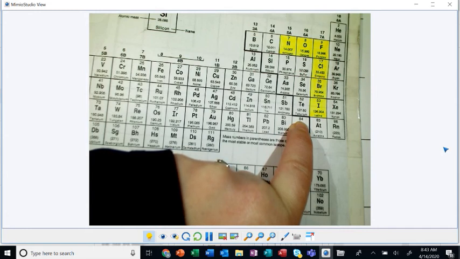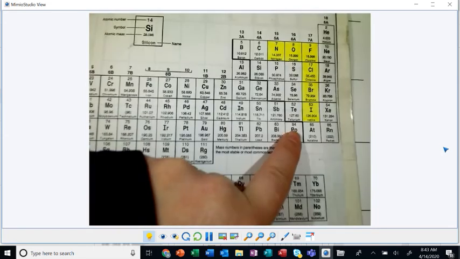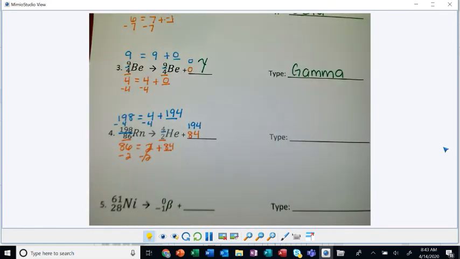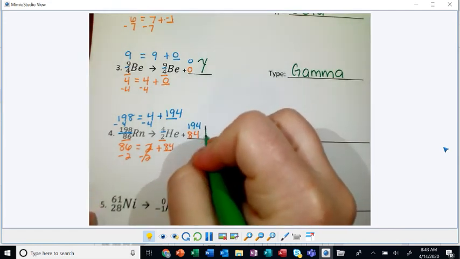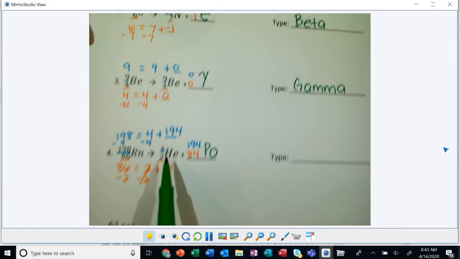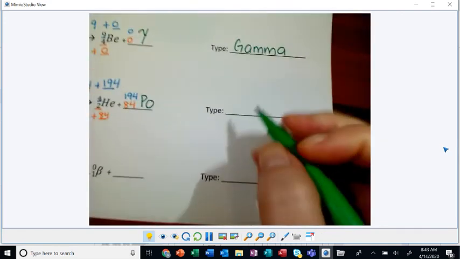I cannot stress it enough. The bottom number here becomes the top number here. So the element that I'm looking for is Po. So this should be Po. And then what symbol did we notice in here? We have an He, right? Helium being released is an alpha decay.